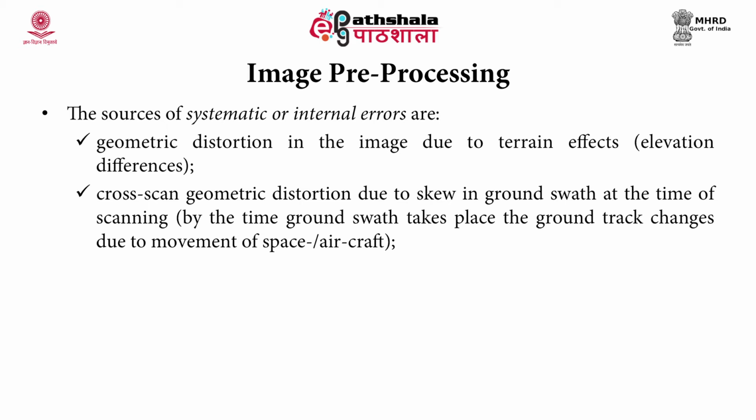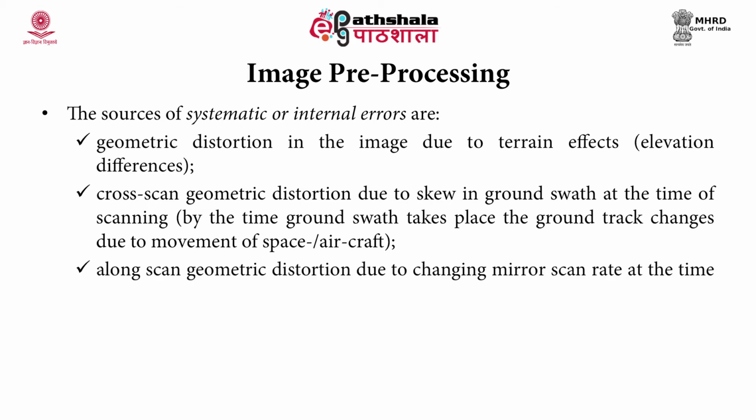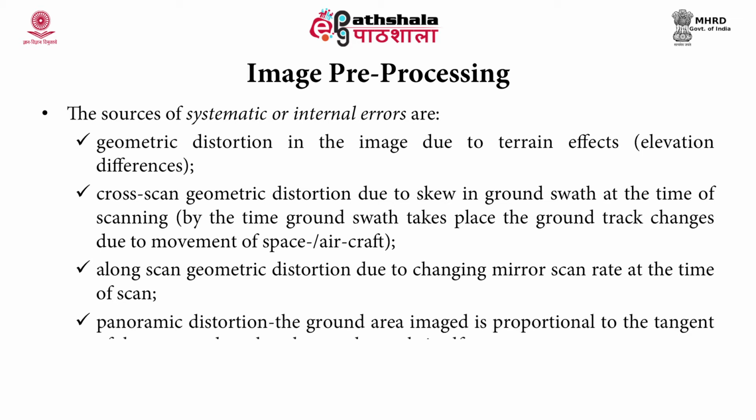By the time ground swath takes place, the ground track changes due to the movement of the spacecraft or aircraft. Third is along-scan geometric distortion due to changing mirror scan rate at the time of scan. Fourth one is panoramic distortion, that is, the ground area imaged is proportional to the tangent of the scan angle rather than the angle itself.